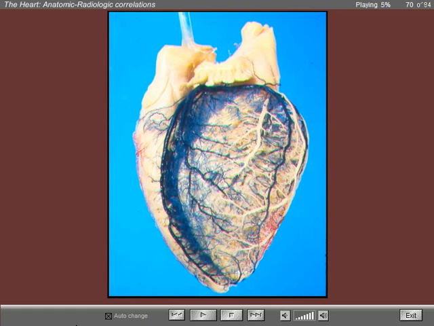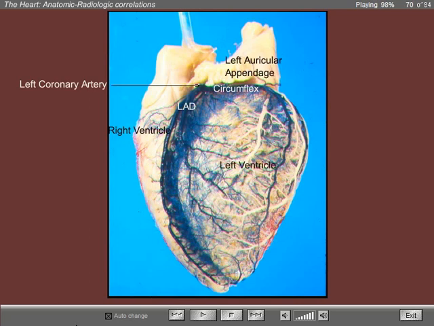This is a specimen turned in the lateral position. Note in blue the branches of the left coronary artery. Note that ventral to the anterior descending branch of the left coronary artery is the right ventricle. And note that the left circumflex courses in the atrioventricular groove with the left auricular appendage and the left atrium above and the left ventricle below.